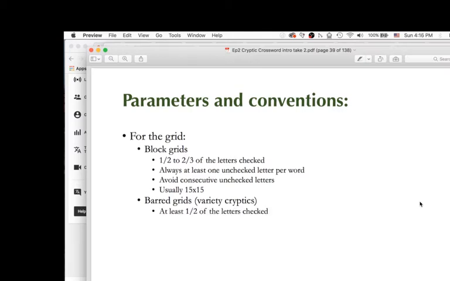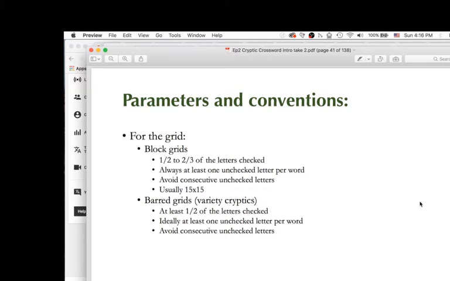But in a barred grid, again, you want at least a half of the letters checked in each word. Ideally, you want at least one unchecked letter per word, but sometimes, depending on the particular gimmick that you are using in a puzzle, you might not be able to make a grid that has at least one unchecked letter in every answer. When I say a barred grid, I mean a grid where, at the boundaries between words, there are no black squares in the grid usually, but the boundaries are indicated by thicker black lines or bars to indicate the start and end of each word.